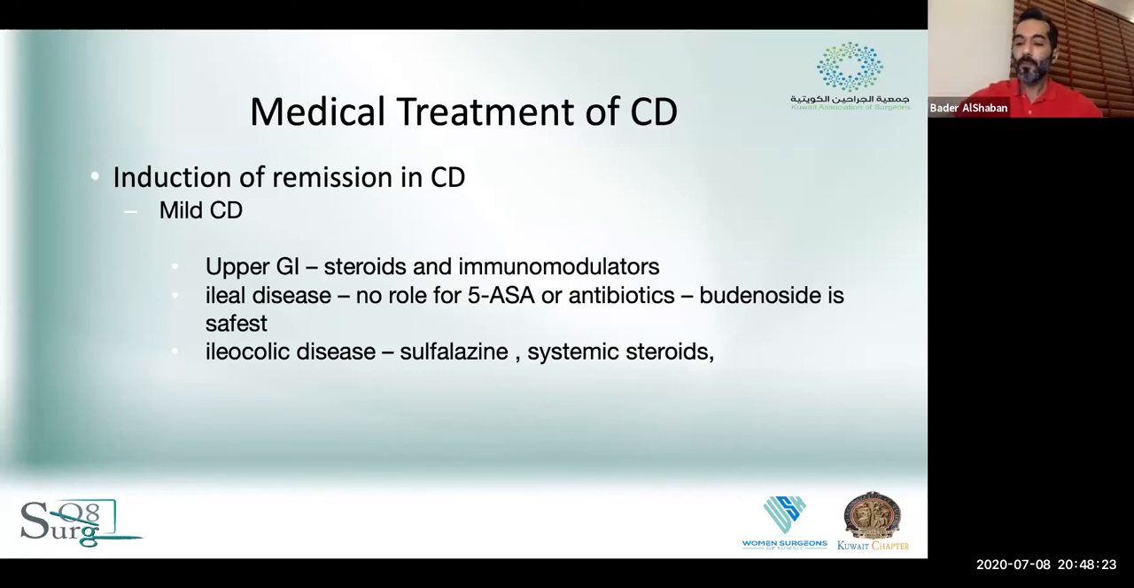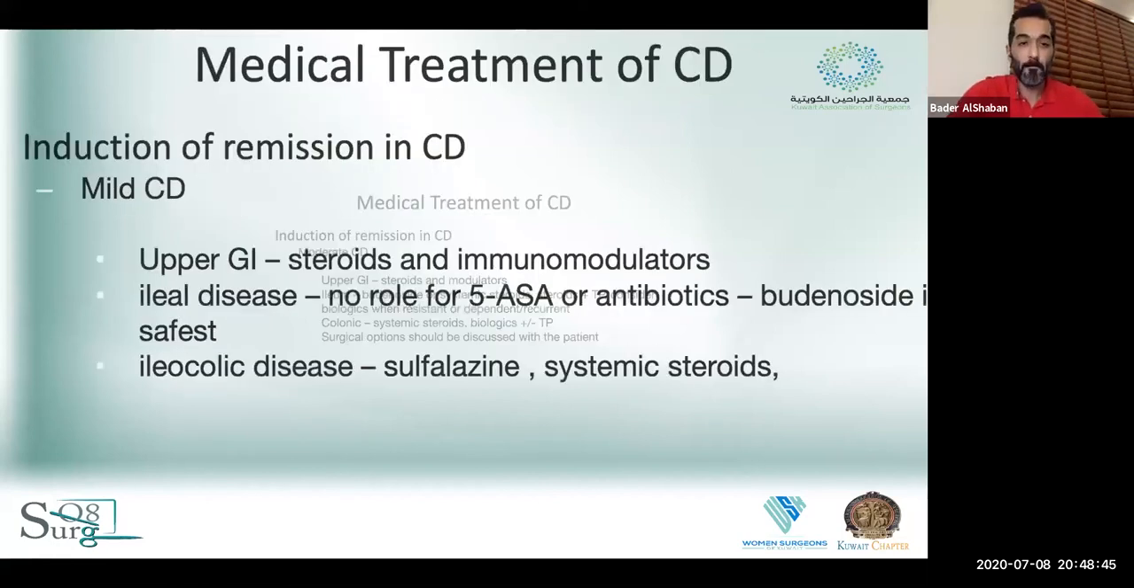So when you use either steroids or immune modulators, when you have isolated mild disease, budesonide or Entocort is the safest and simplest option. When you have limited ileocolic disease, sulfasalazine may be used at that point, or you may just jump onto oral steroids before you cross them over to something else.